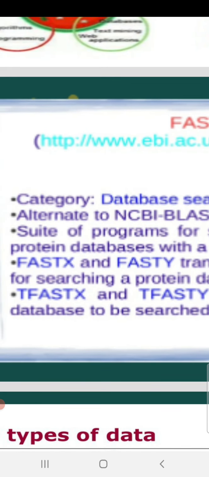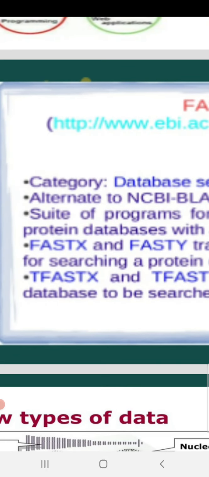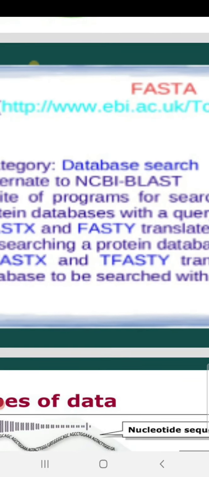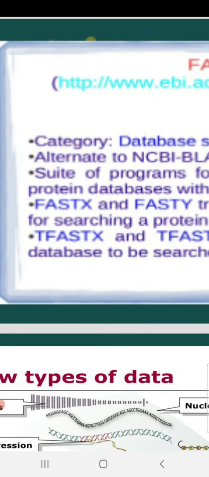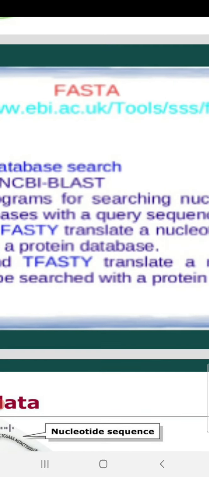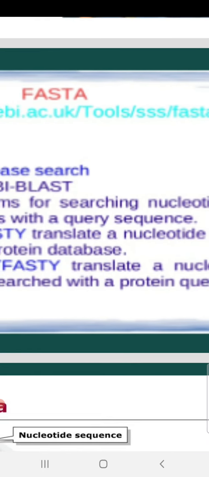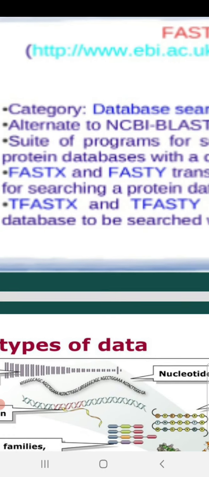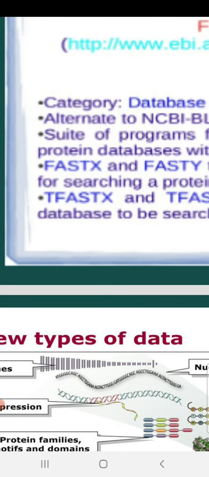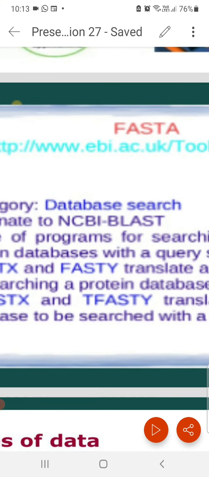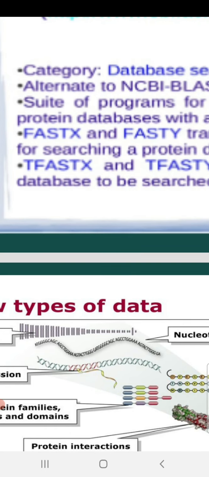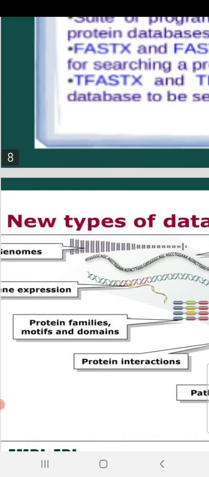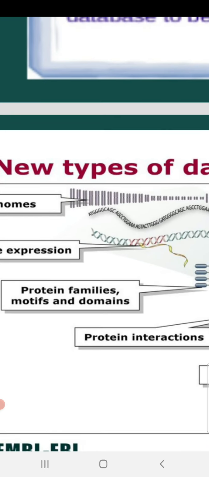then databases can be developed, named FASTA, NCBI BLAST, FASTX, to translate the nucleotide query for searching protein databases. And these are the different databases which help us to extract information about that. And the new types of databases are based on genome.